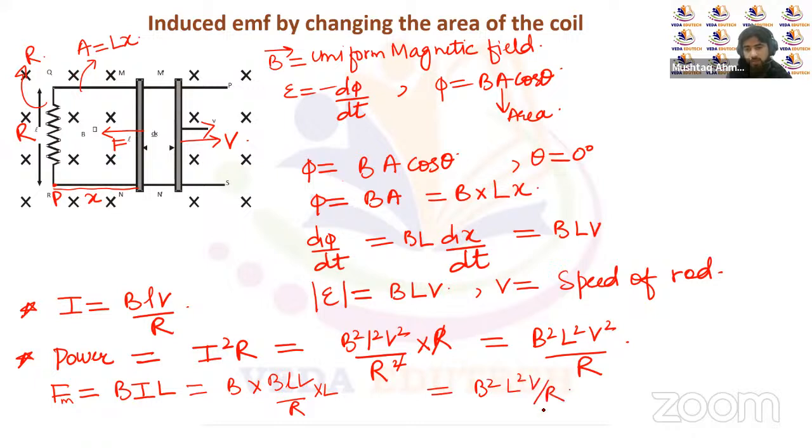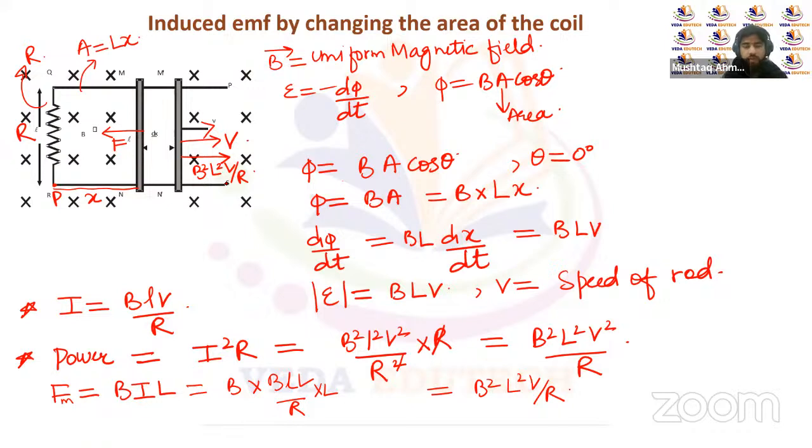So this is the magnetic force acting on this rod towards the left, right? And this magnetic force will try to reduce the flux through this rod, through this area, right? So in order to move this rod with a constant speed, we have to apply the same amount of force, that's B square L square V upon R to the right, so that the speed of this rod on this rail is maintained, right? So this was the discussion about the induced EMF by changing the area of the coil.